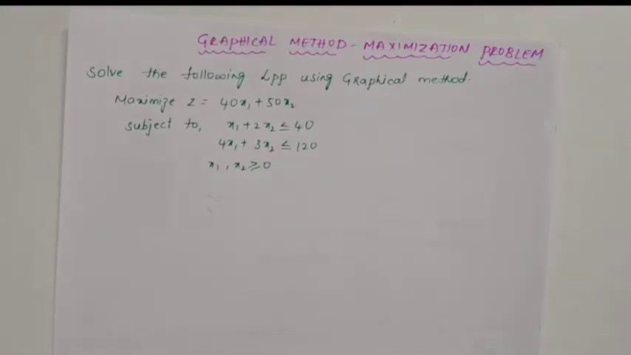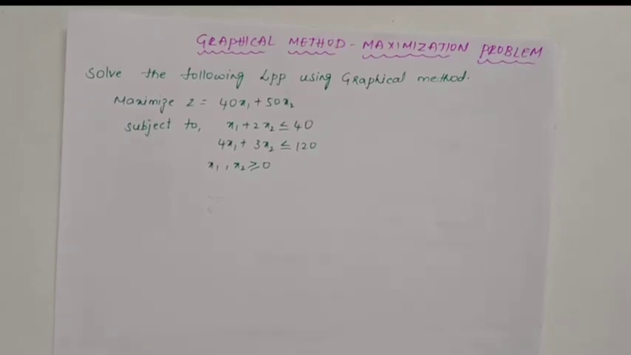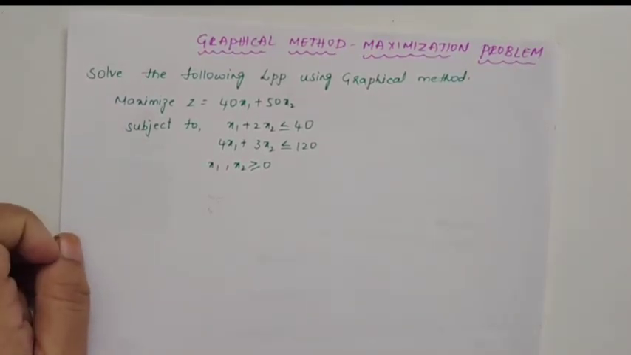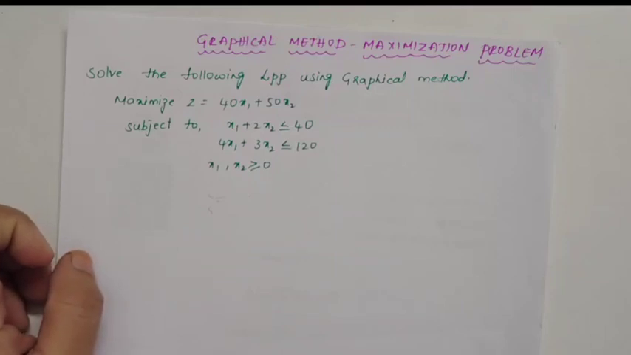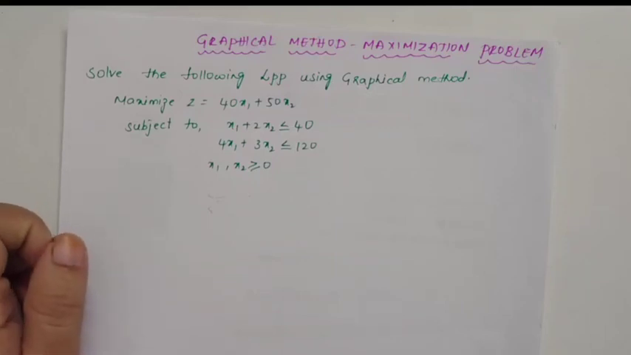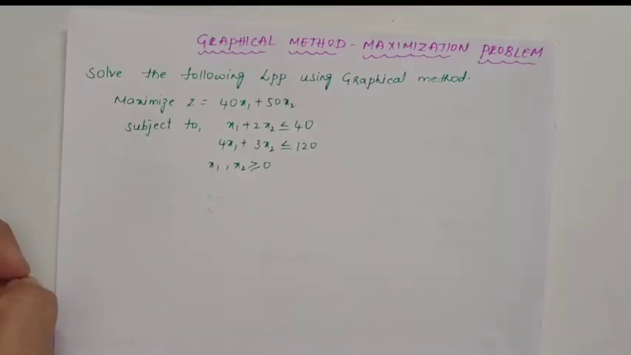Today we are going to discuss a graphical method with the maximization problem. Here is our question: we have to solve an LPP problem with the graphical method. Maximize z = 40x1 + 50x2 subject to the constraints x1 + 2x2 ≤ 40, 4x1 + 3x2 ≤ 120, where x1 and x2 ≥ 0.